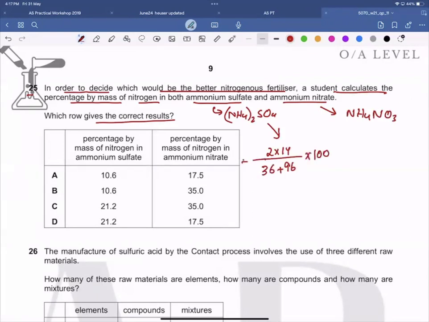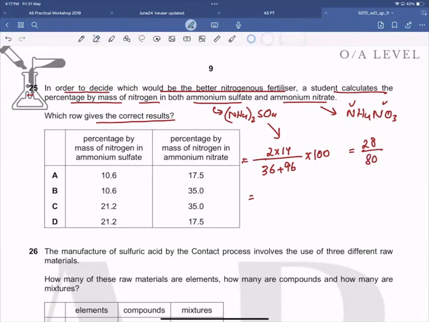Can anyone calculate the percentage here and tell me the correct answer, please? And then over here, again, it's 2 times 14, which is 28, because there are two nitrogens. The Mr of ammonium nitrate is 32 plus 48, which is 80, so 28 over 80 times 100.